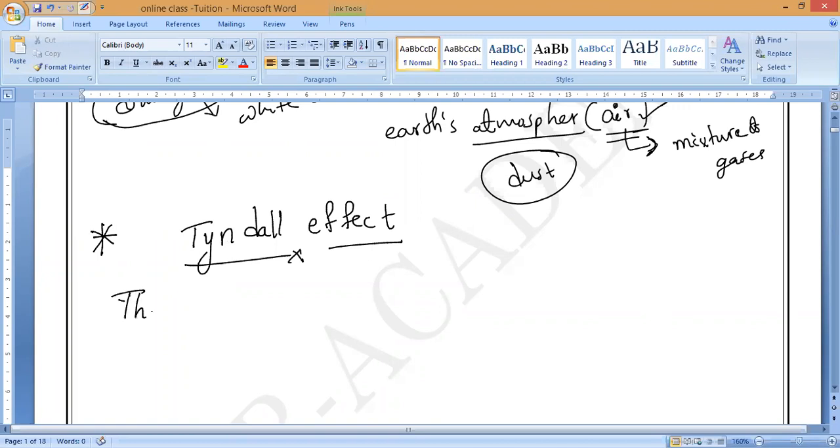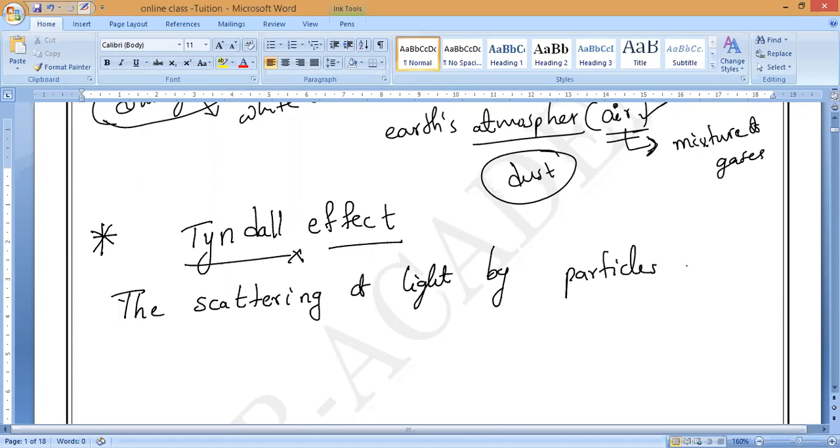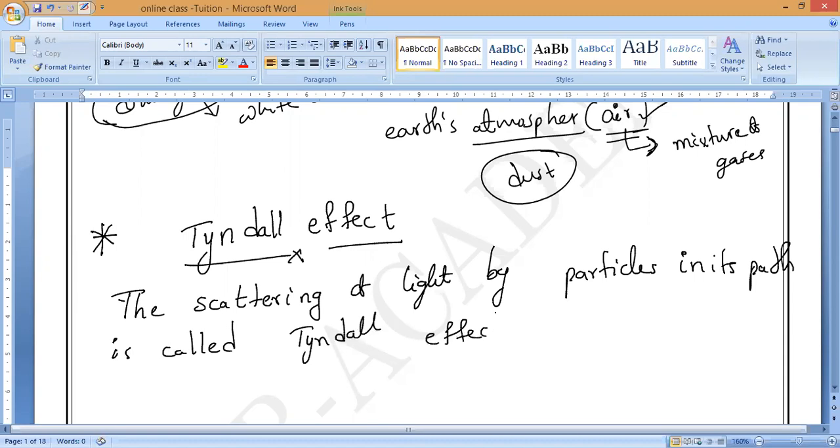Please write it, all of you. The scattering of light by suspended particles in its path is called the Tyndall effect.